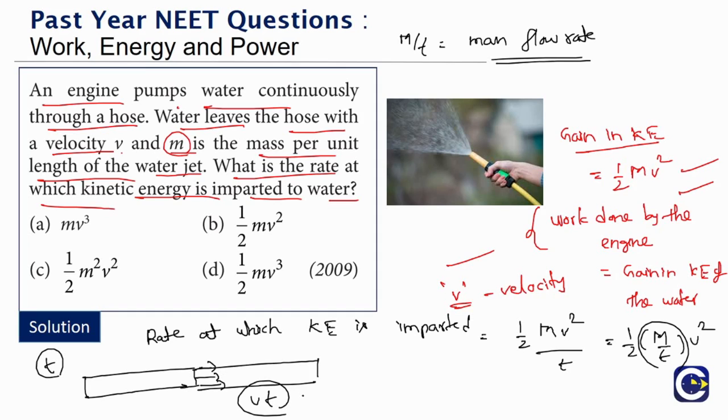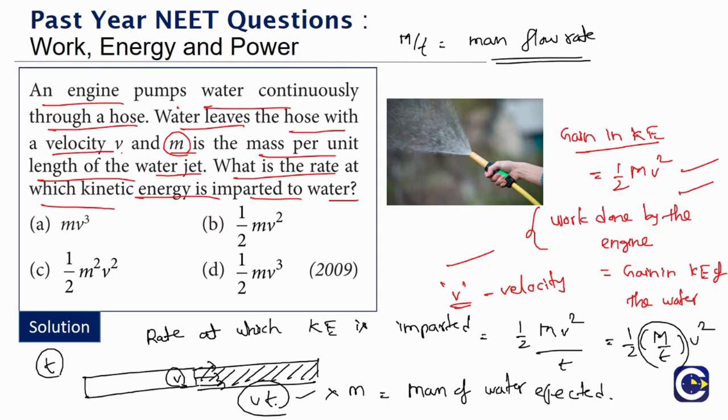If you multiply this V into T with mass per unit length, small m, what is that? Mass per unit length. This is the total length that is moved by the jet. If you multiply this with mass per unit length, what are we going to get? What is the total mass of water that is ejected? Correct. So understand carefully. It's coming with a velocity v. In a time t, it will travel a distance v into t. Means this entire length of water has come out, right?